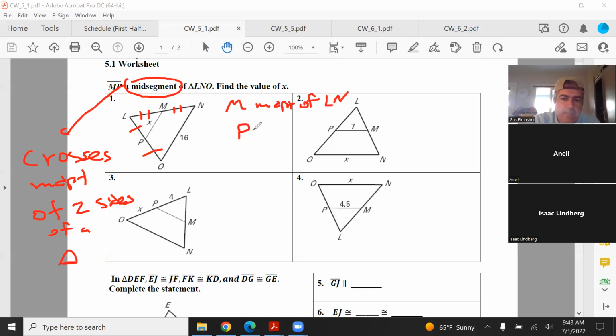P is the midpoint of LO. And if that's true, then we could say that X is half of 16.